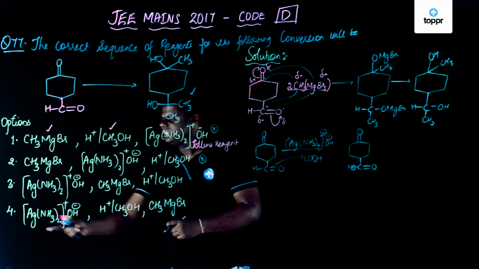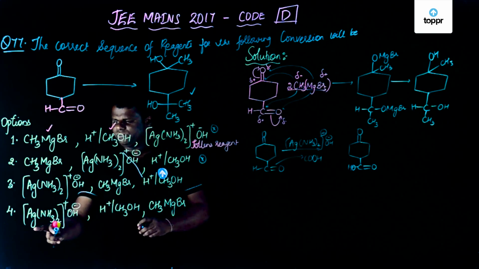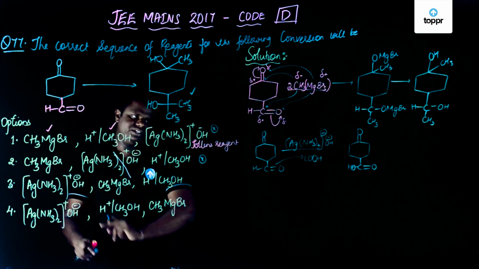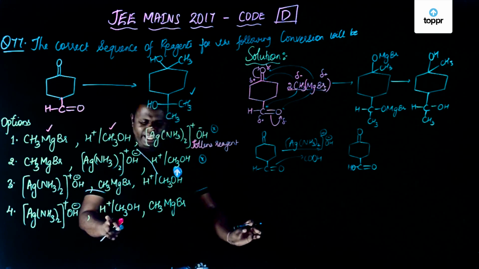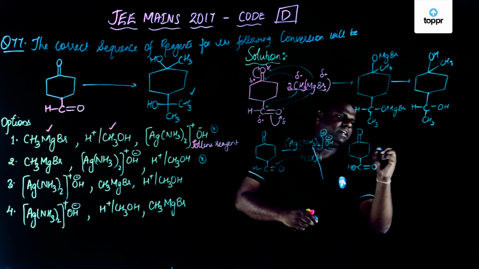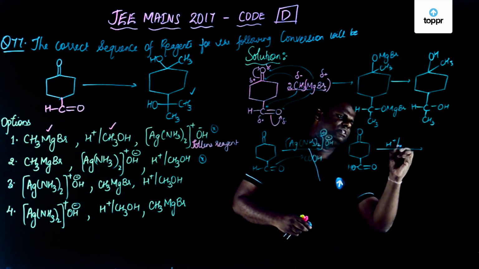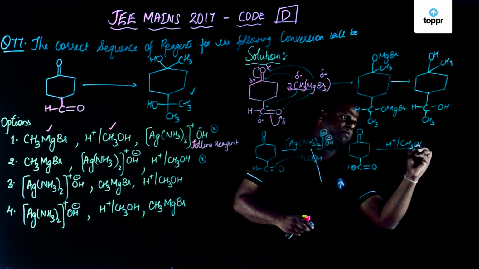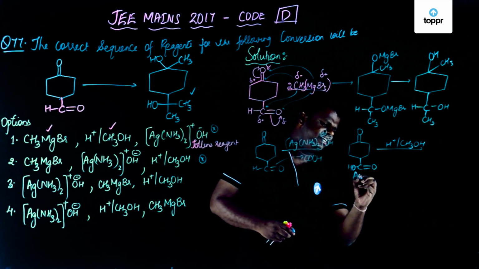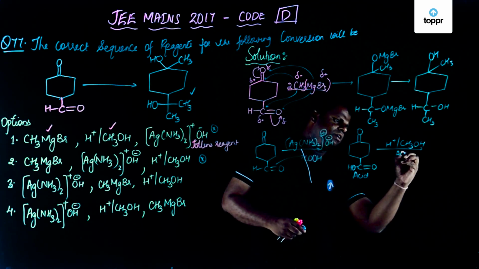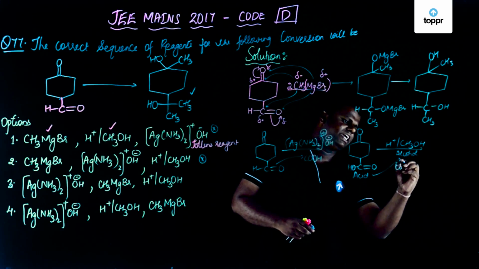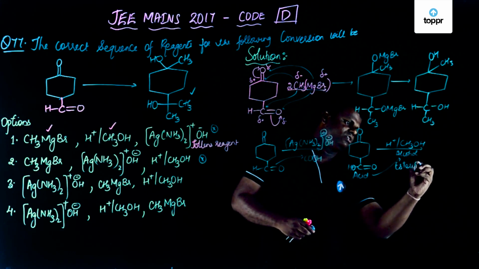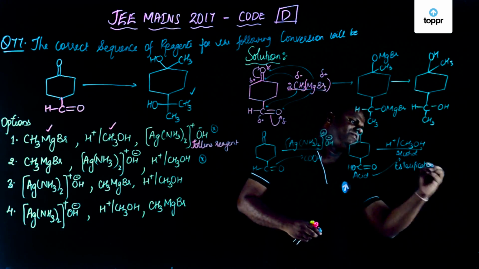So let's have a look at the fourth one. So if you could see the fourth one, the first set of reagents are same, so it would be corresponding carboxylic acid, and then the next is H plus in presence of CH3OH, correct? So if you could see here, this is an acid and this is an alcohol. So this is nothing but an example of an esterification reaction. Okay, so this is an example of esterification reaction.